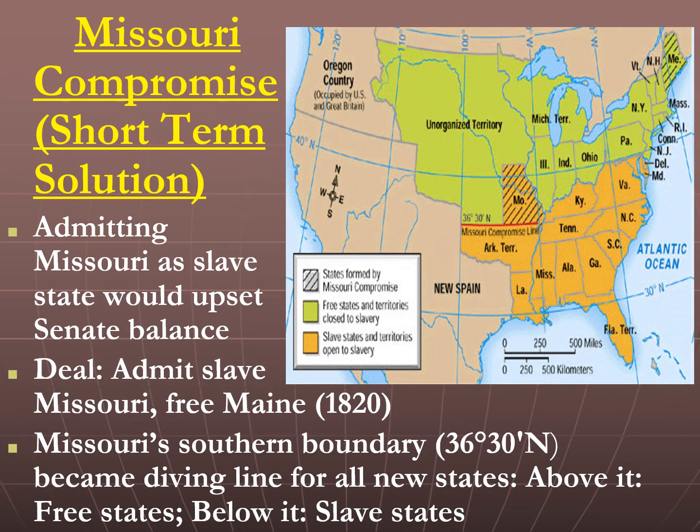Now, this would balance out the Senate, but what about future states after this? Well, they say that Missouri's southern boundary is going to become the dividing line. So all states after Missouri are going to have to be slave states if they're below the southern boundary, which is called the 36-30 line, and then above it would be free states.